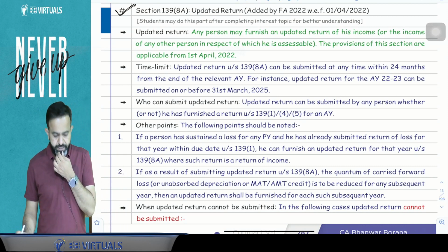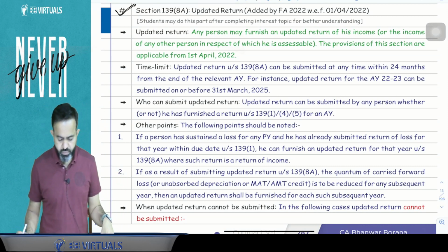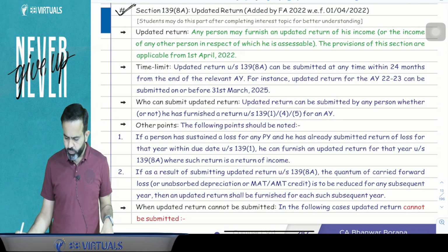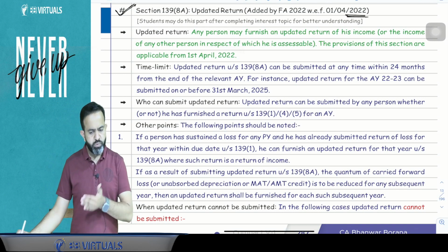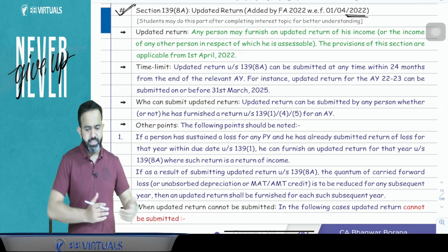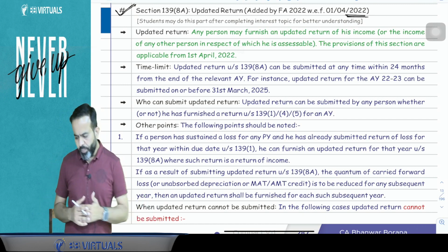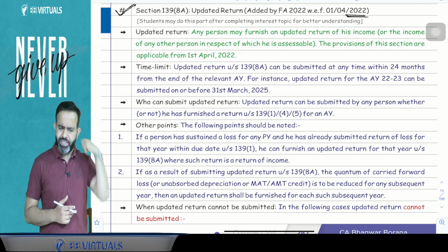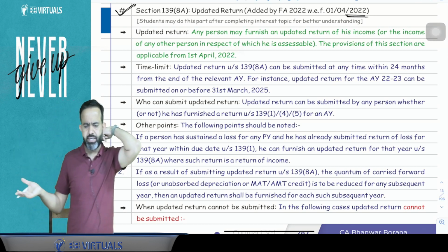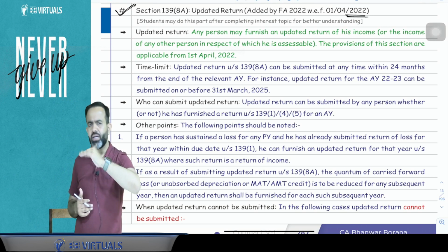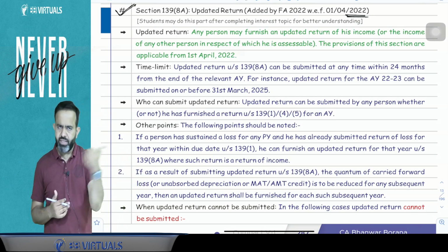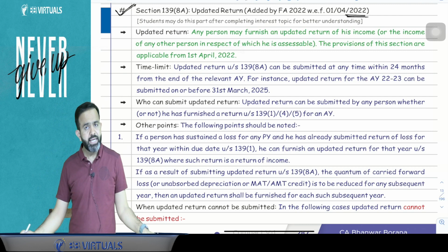Section 139(8)(a), updated return, added by Finance Act 2022 with effect from 1st April 2022. So from 1st April 2022, the updated return concept came into the law. After 1st April 2022, for any earlier year, you can file the updated return. If the due date under section 139(1) or 139(4) has already expired, then you can file under section 139(8)(a).